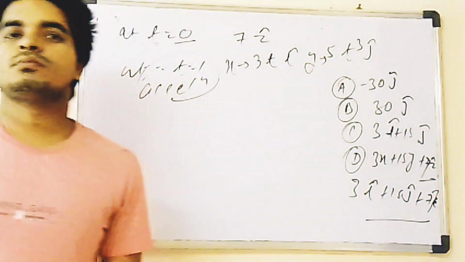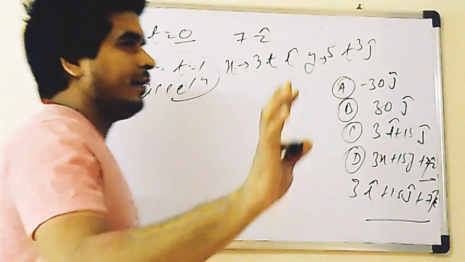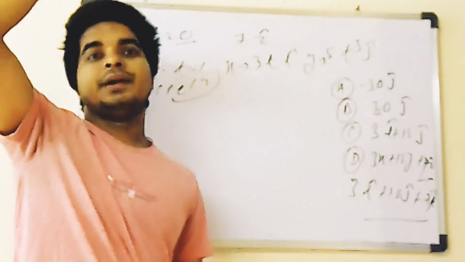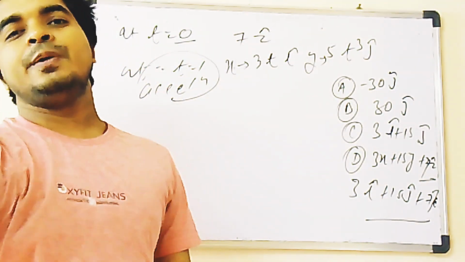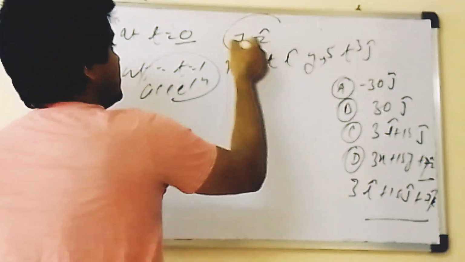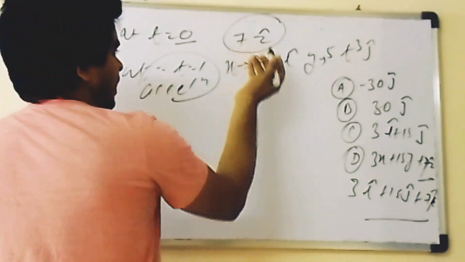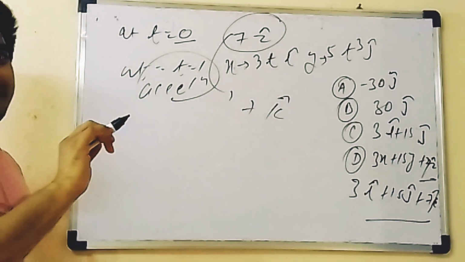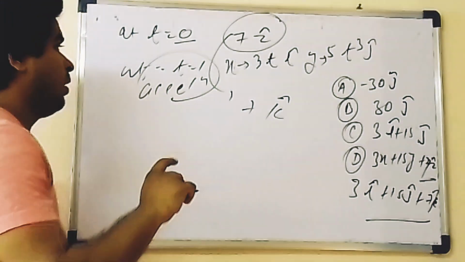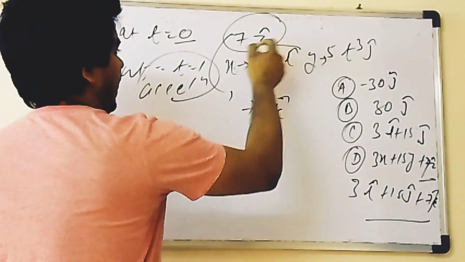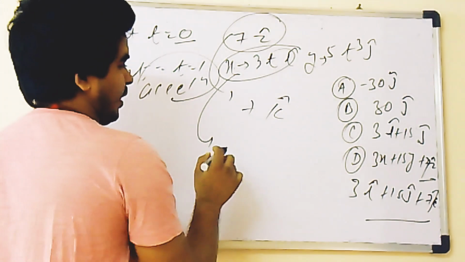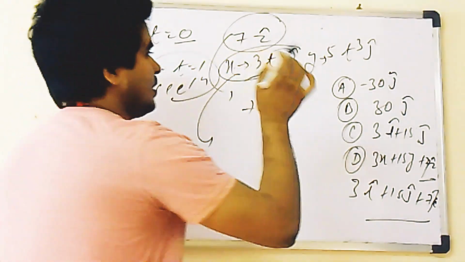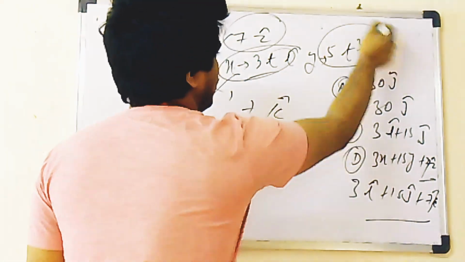The question says that at any instant t equals 0, the vertical height, meaning in the z direction, is constant. That indirectly gives you the z coordinate, which is 7 k cap. In the x direction, at any time t, x is given as 3t i cap. The y coordinate is given as 5t cubed j cap.